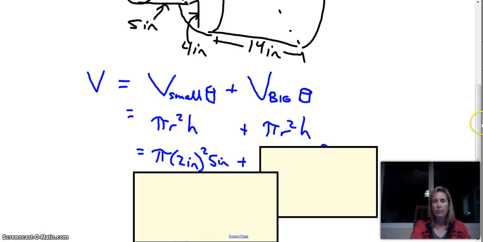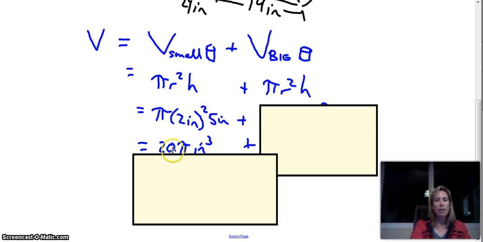And good, we have 2 inches squared times 5 inches. 2 inches squared is 4 inches squared. 4 inches squared times 5 inches is 4 times 5, 20 inches cubed, right? And we still have the pi. Don't forget the pi. We're going to work with that later, so let's leave it as it is in terms of pi.